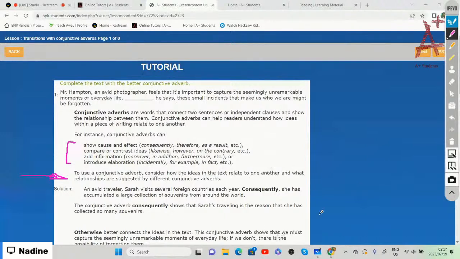Right? Because it is not just about us using fancy words like consequently, therefore, however, likewise, in addition, furthermore, right? We need to know what the relationship is between either sentences or clauses in order for us to make mention of these words, which are the conjunctive adverbs. All right.